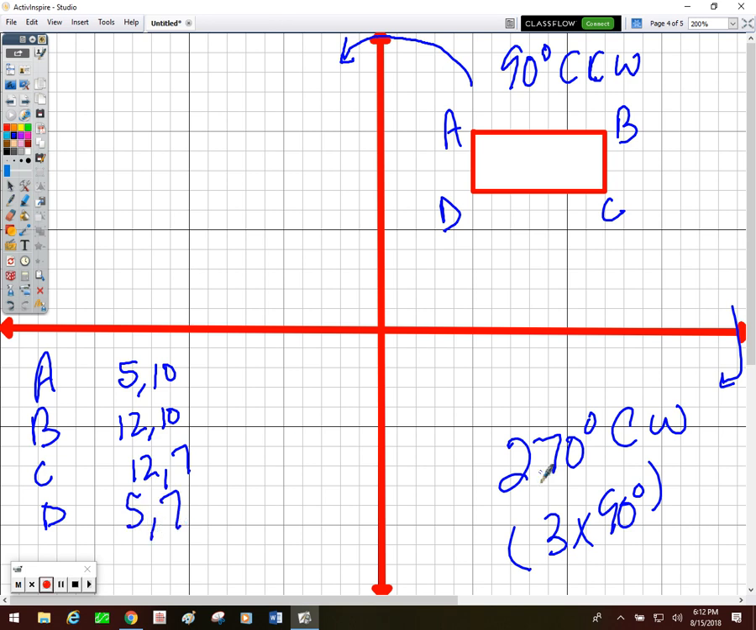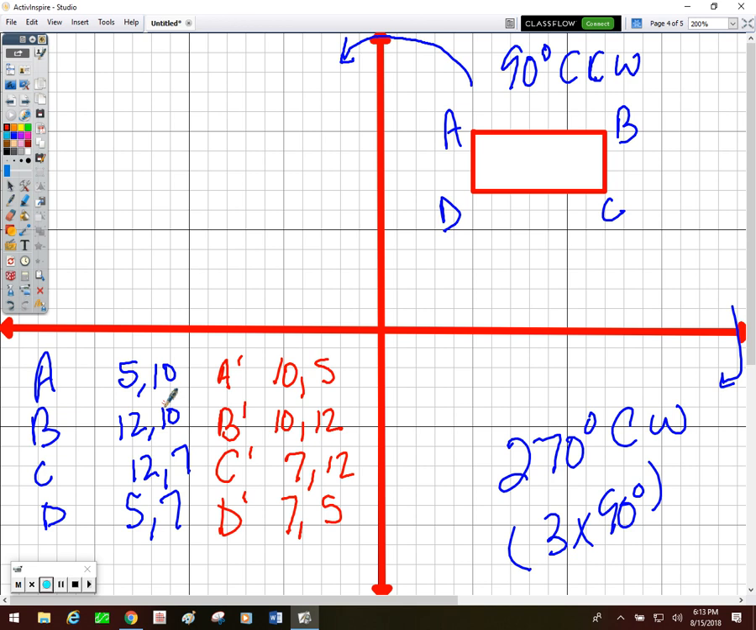Okay, and again, remember, I don't want to do this 3 times. I'm going to get the same thing if I do it 1 time the other way or 3 times this way. So all I'm going to do right here is switch, because now we're back to the 90 degrees. We're going to switch. So A prime becomes 10, 5. B prime is going to become 10, 12. C prime is going to become 7, 12. And D prime is going to become 7, 5. Now that's got my pairs switched.